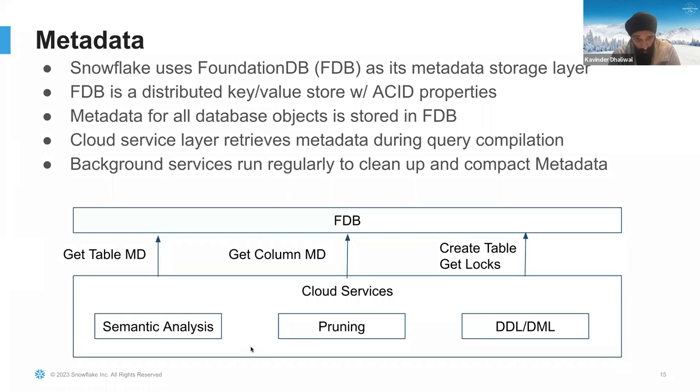Below is a diagram of how we interact with FDB. It's a very simple example, but imagine you have a cloud services layer and you're processing a query. As you go through that query, you want different metadata. Initially you want table metadata to verify that tables exist and the properties of those tables. Then as we get to pruning, which I'll talk about a little bit more later, we want column level metadata, so we reach out to FDB again. And finally, if you have a DDL or DML statement, then FDB is the place where we can issue the create table statement and persist that data. But we also use FDB to grab locks on tables.